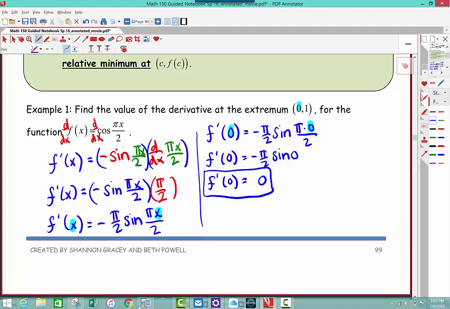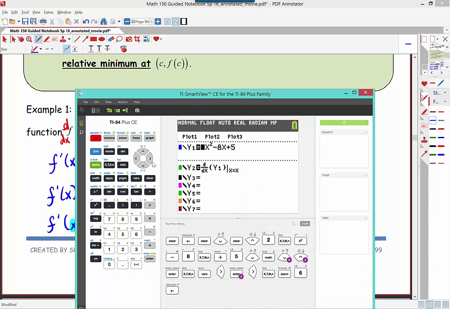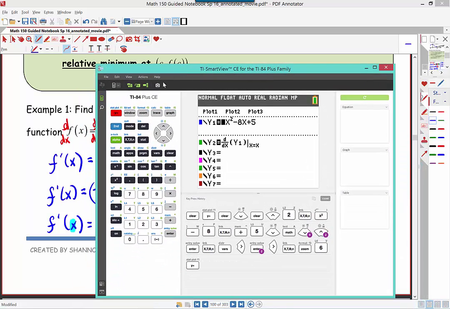So again, just a quick graph, we can go to our y equals, and what was our function again? Cosine of pi x over 2.